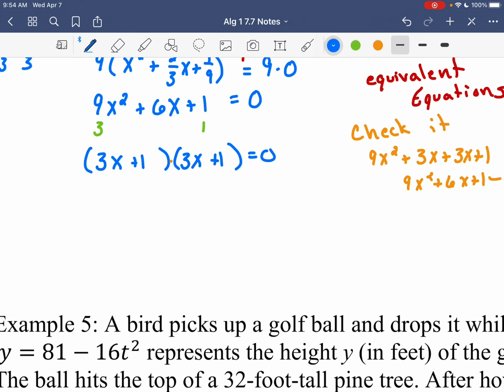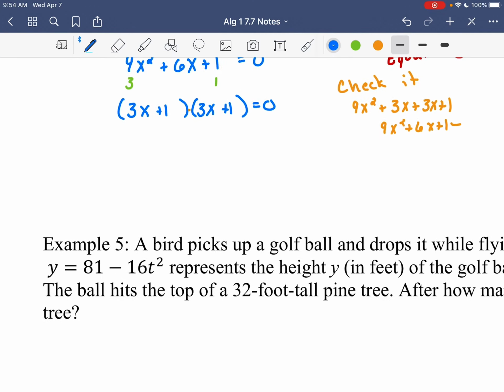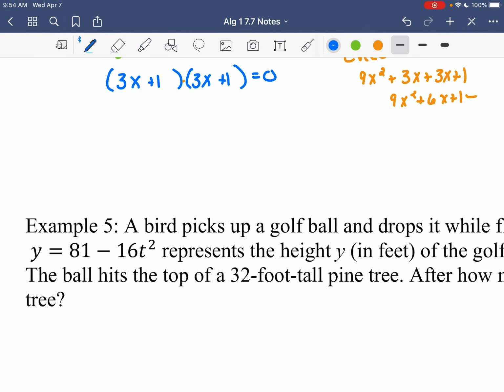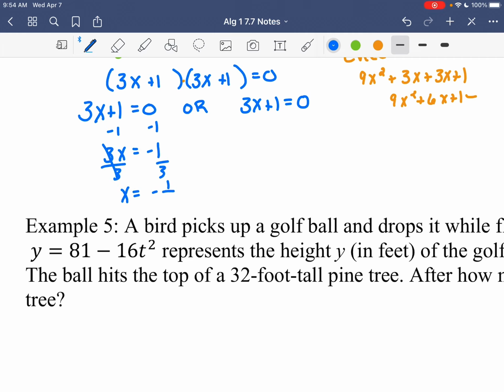So now I set each factor equal to 0. Do not skip this step. I've seen a lot of people skipping this step. Do not do it. You need to take 3x plus 1 equals 0, or 3x plus 1 equals 0. Okay, now I solve each of these. Subtract 1 from both sides. 3x equals negative 1. Divide by the 3, x equals negative 1/3. Do the same thing on this side.